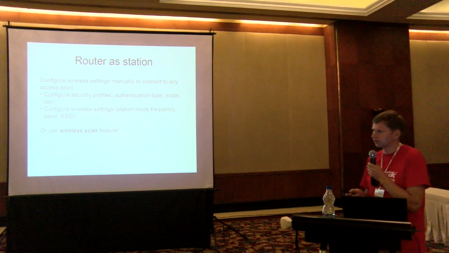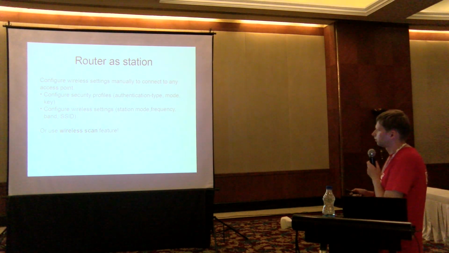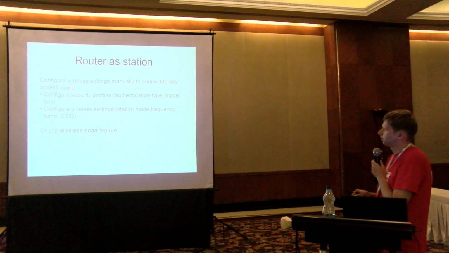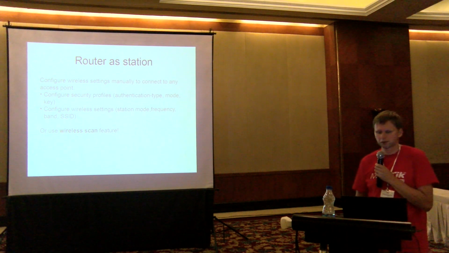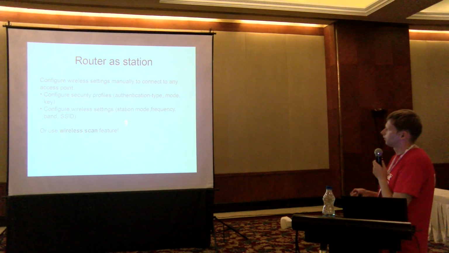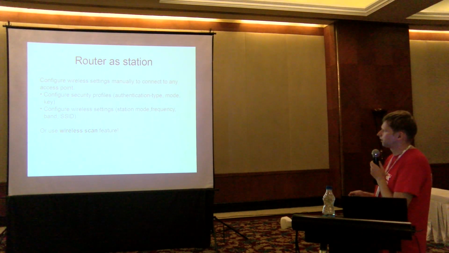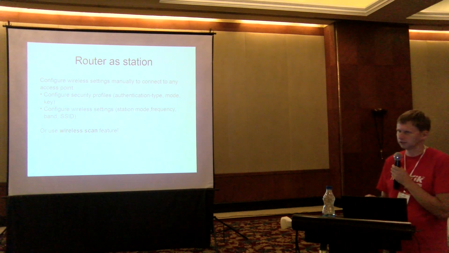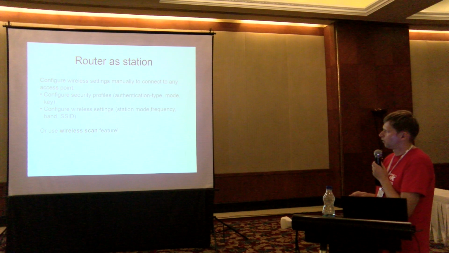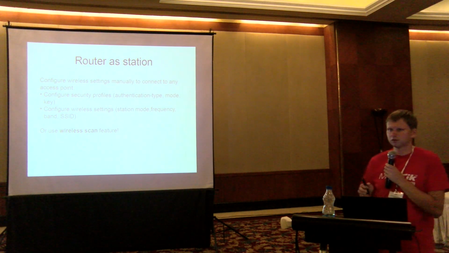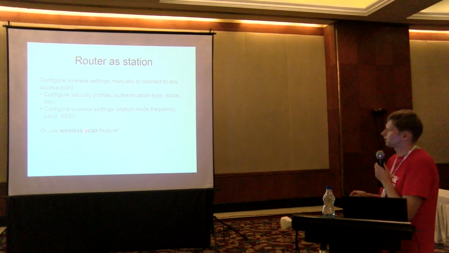So for a router to be a station, here are all the requirements that usually you need to do. You need to connect to your access point, you need to configure security profiles, if there is such. So authentication mode, key, WPA key or some pre-shared key. And configure wireless settings like station mode, frequency, band, SSID. Or you can also skip this part. If you're a little bit lazy, you want to do it automatically, you can use the wireless scan feature.